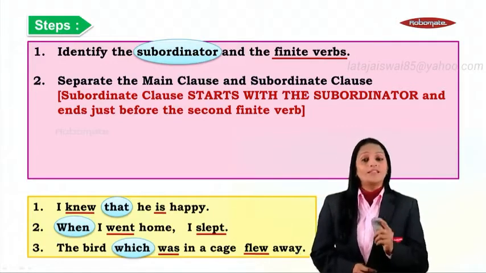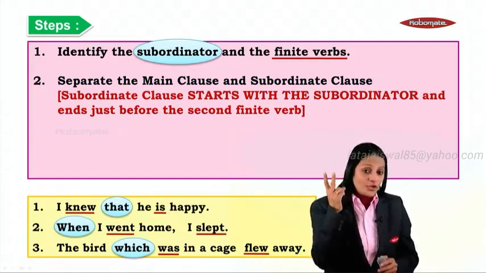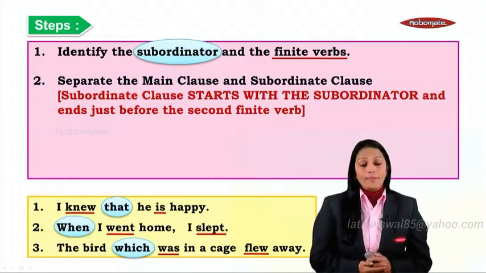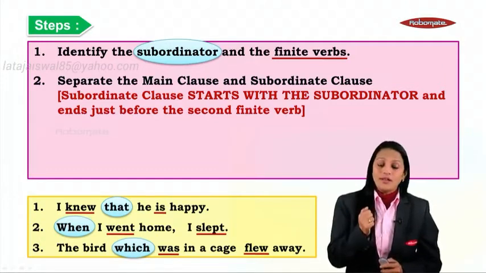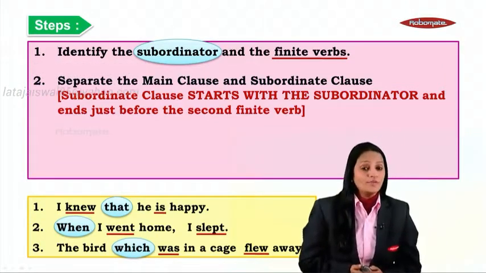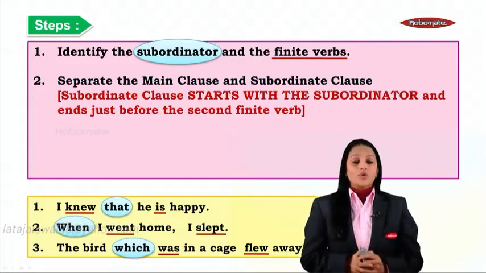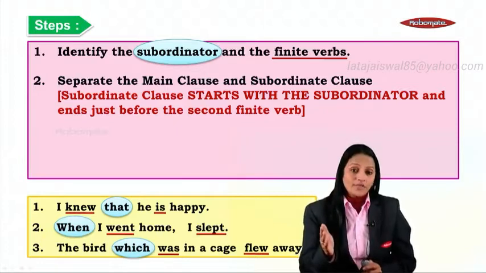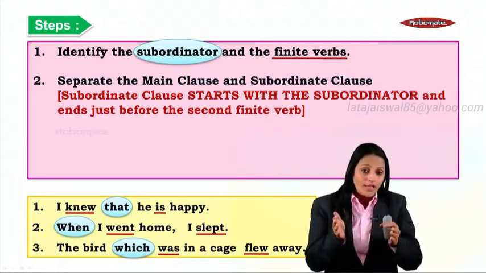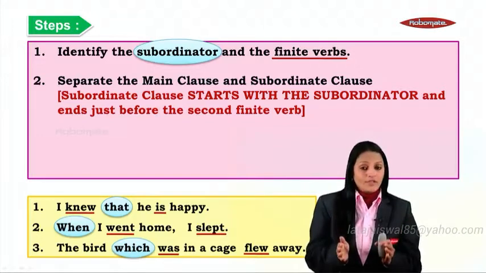Remember, we said identify the finite verbs. And in all these sentences, we have identified two finite verbs. Why? There are two clauses. One is the main clause, the other one is the subordinate clause. We have also seen in the previous module that every clause has its own finite verb. So, when you are identifying the subordinate clause, you start from the subordinator, you go on reading, you come across one finite verb, okay, take it, it's a part of the subordinate clause.